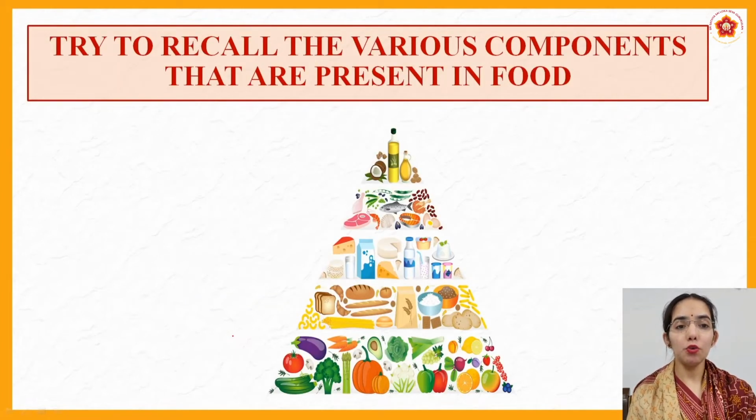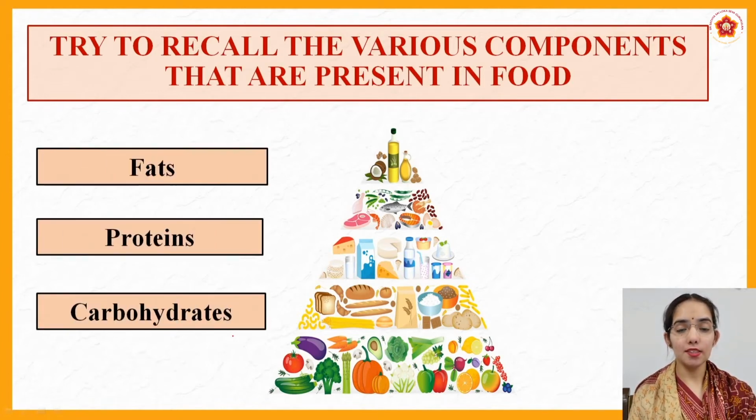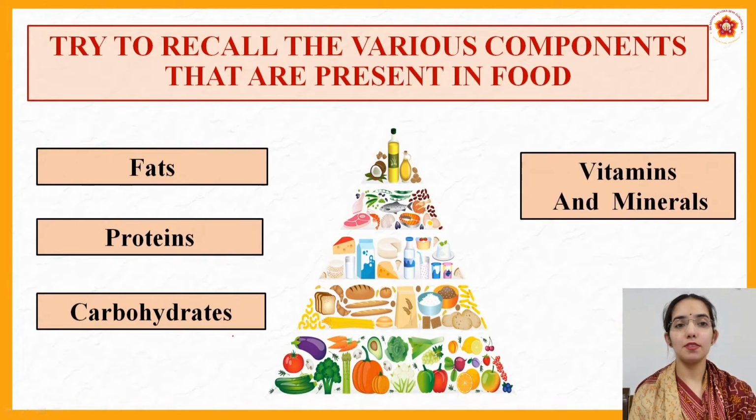Now, try to recall the various components of food. We had studied this in the previous chapter also, and you have learned it in class 6 also. What are the various components of food? They are carbohydrates, proteins, fats, vitamins and minerals. Generally, items made up of wheat and rice are rich in carbohydrates. Dairy products, meats, cereals are rich in proteins. Oil contains fats, and green vegetables and other food items contain vitamins and minerals.